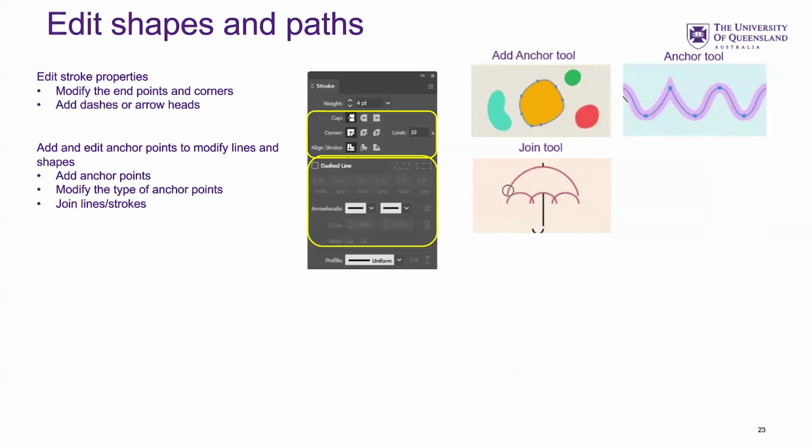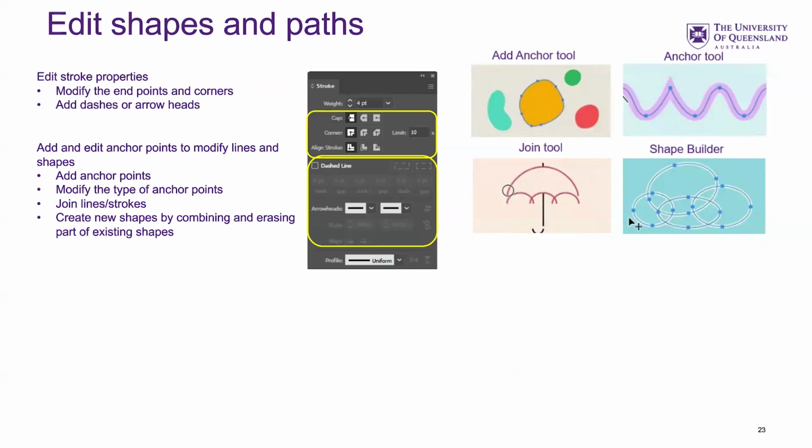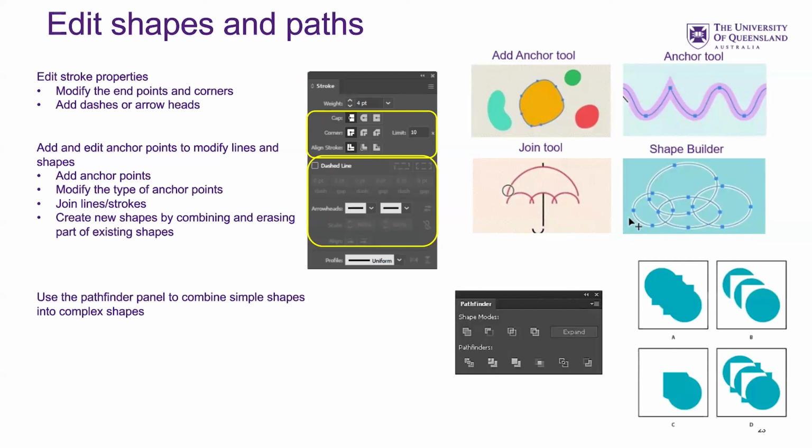You can join separate line tools together using the join tool. And sometimes, to create your complicated shapes, if you just create a bunch of standard shapes to begin with, you can use things like the shape builder or Pathfinder to essentially merge those shapes together in a range of different ways to create unique shapes.